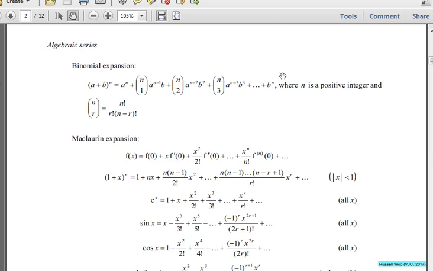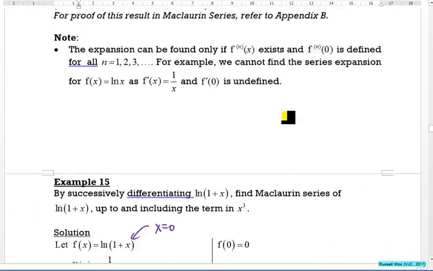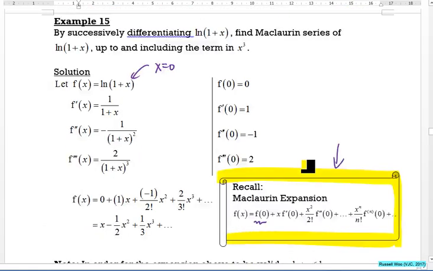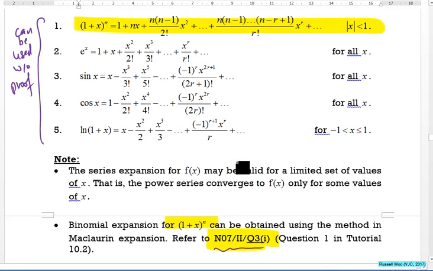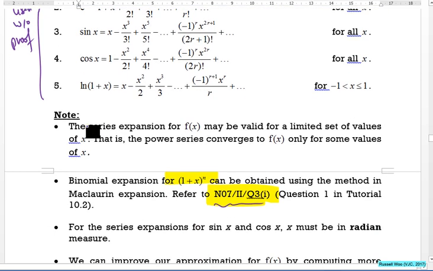Now, in fact, you refer to a tutorial question. This tutorial question would actually prove that result using Maclaurin's expansion, that means using the f(x). You all follow? Not very concrete, but never mind, we'll go through it one by one using examples.